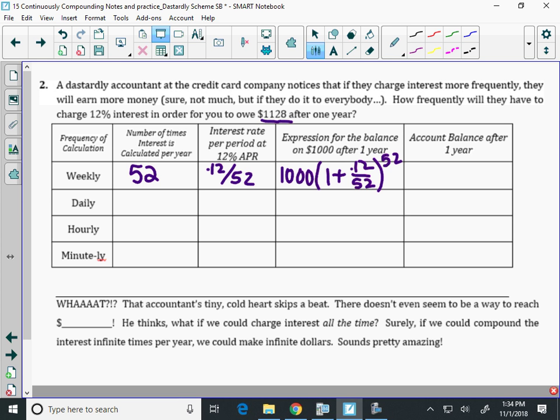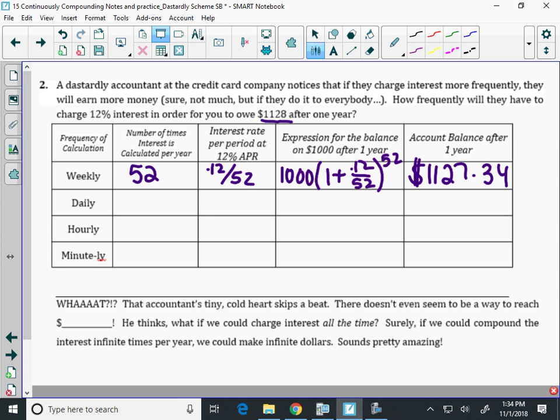How much money would this accountant get? Or how much money would the credit card company get for charging interest that often? And then we'll speed it up a little bit. How much money? 0.34. Okay, so we went up again.